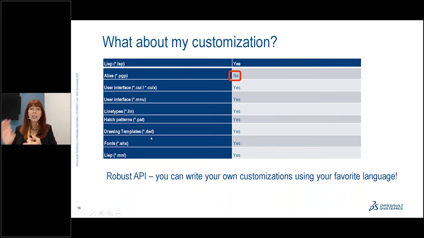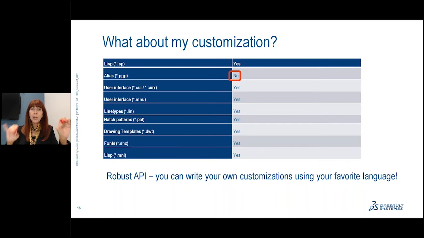And then other things like your menus, your CUIs, right? If you have an old MNU file, I suppose it's possible. I guess it's possible. Those will come across: line types, hatch patterns, your template files, your fonts, your custom fonts, and of course your Lisp routines that go with your menu files. All of those are good to go. So everything's looking pretty good.